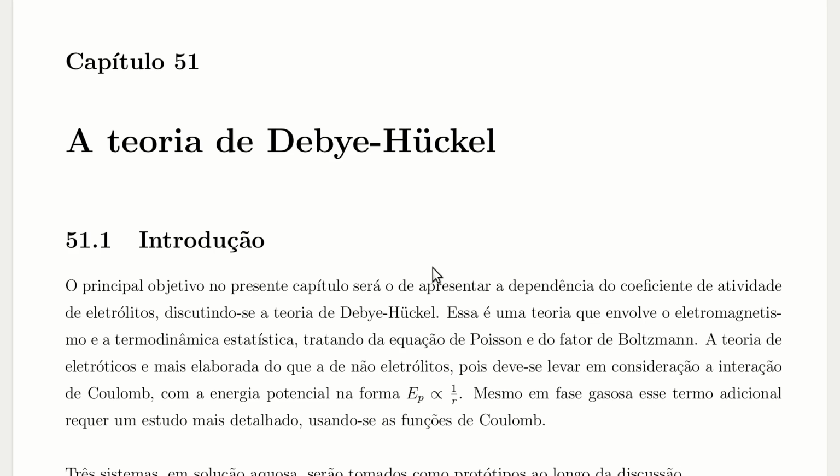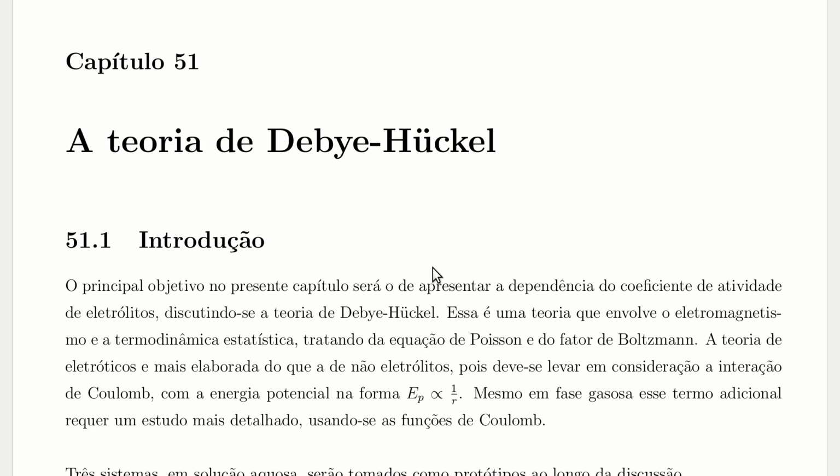This is chapter 51 of a book I'm writing. Actually, the second part of a book I have written several years ago. I'm going to speak in English, but my text is in Portuguese, Brazilian Portuguese, and I'm going to talk today about the Debye-Hückel approximation.